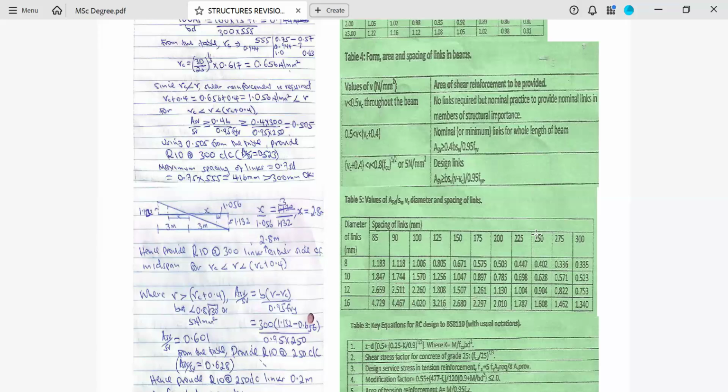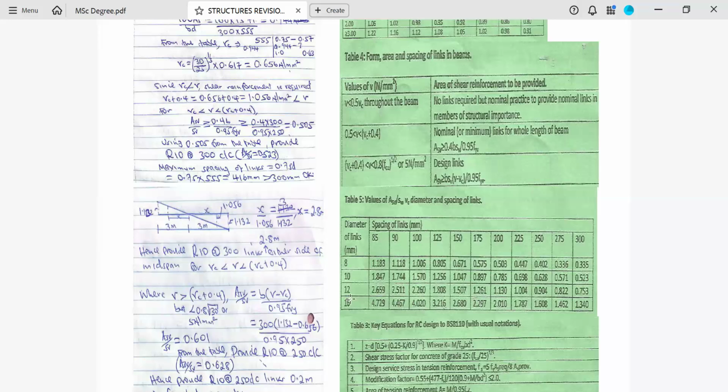we opted for 0.523, which means you provide 10 millimeter diameter links spaced at 300 center to center. So R10, or we can call it Y10 or H10, at 300 millimeter center to center. How do we obtain it?